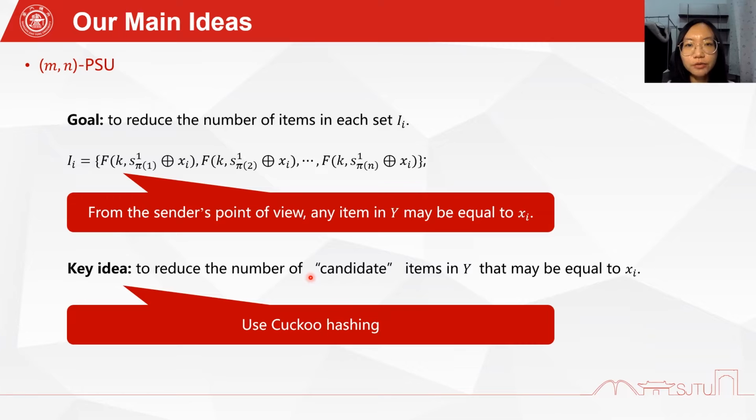Our goal is to reduce the number of items in each set Ii. In the basic scheme, from the sender's point of view, any item in Y may be equal to Xi. So the sender needs to use item Xi xor each share, so that there are n items in each set Ii. So our key idea is to reduce the number of candidate items in Y that may be equal to Xi. We use Cuckoo hashing to achieve our goal.